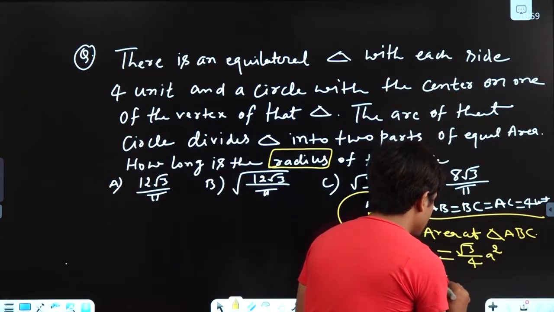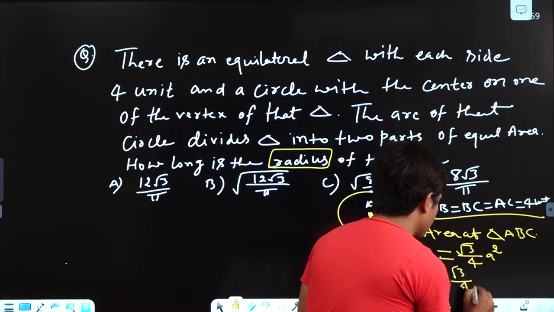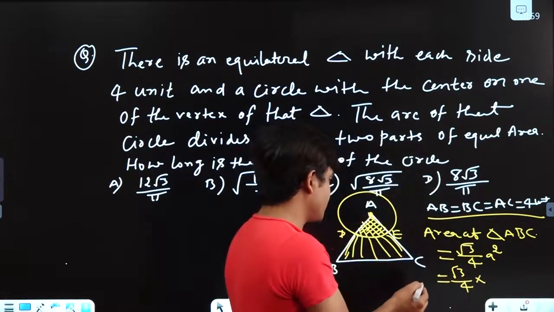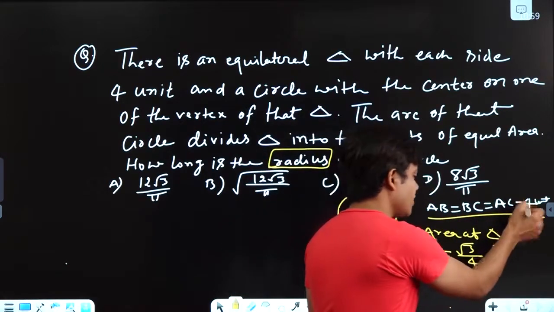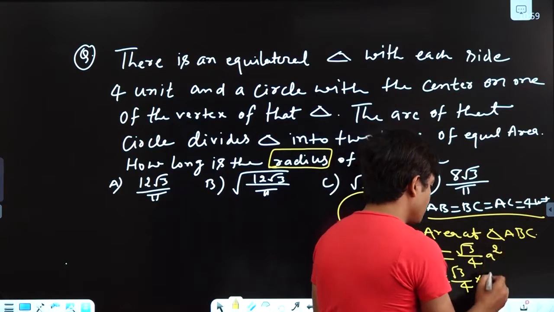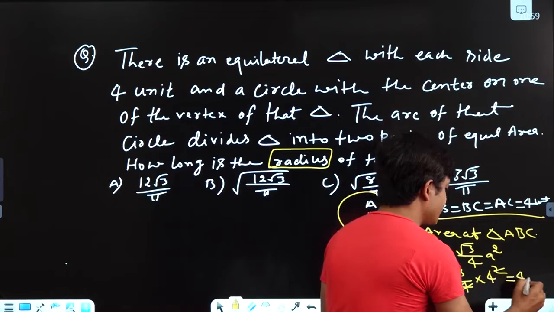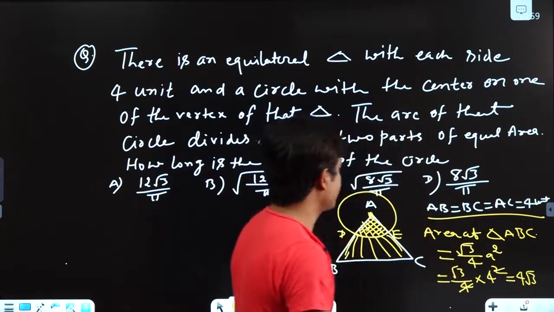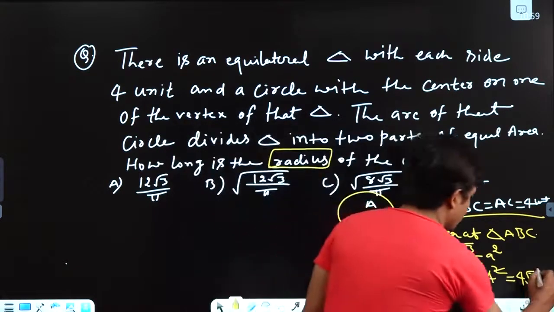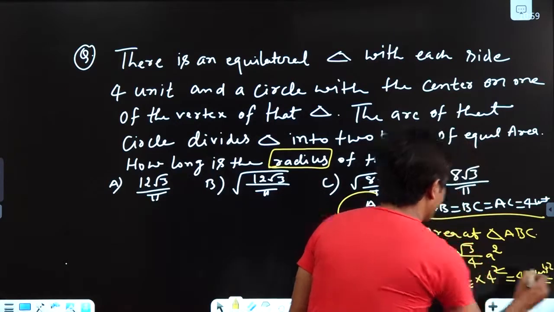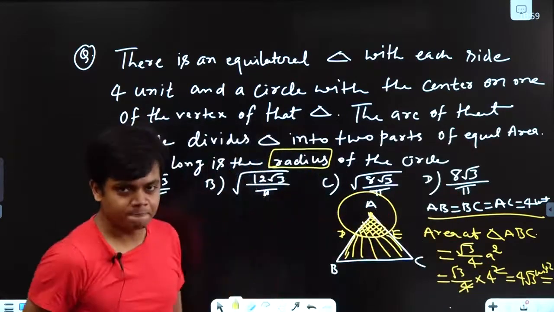So what shall you say? Root 3 by 4 into A square. So what is your A? Your A is nothing but what? 4. So it will become 4A square. So 4 to 4 cancel. So our area is what? 4 root 3 units. Unit A square. All right. So this is the area of triangle by one way.